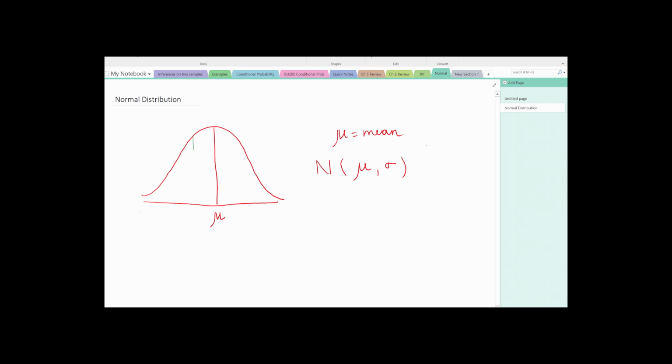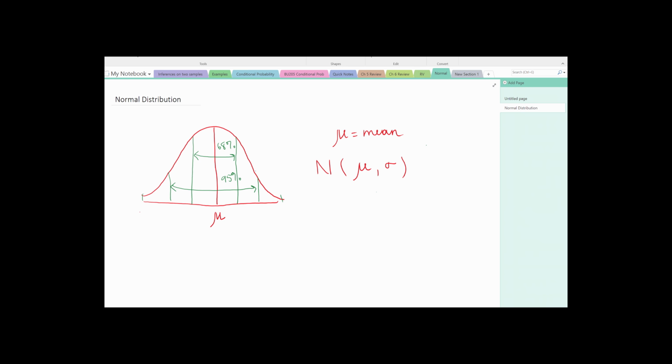We had an empirical rule that said, okay, we have 68% of the data that lives within one standard deviation of the mean, so one above and one below. And then we have 95% of the data within two standard deviations, and then almost all of it within three, right? 99.7% within three standard deviations.